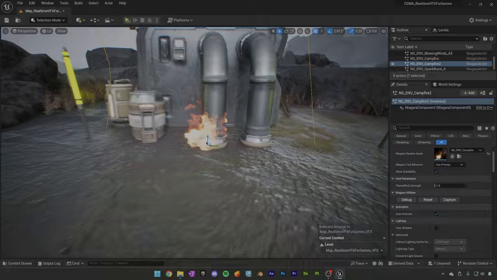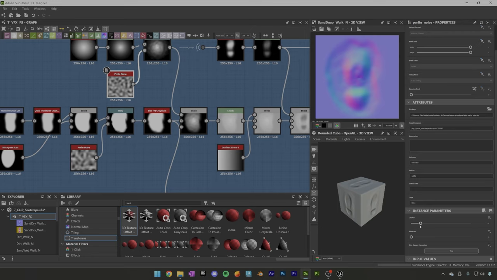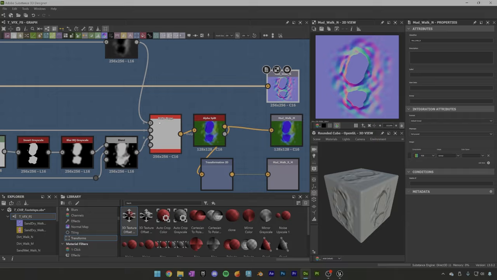Week five is all about character interaction effects. We'll be building a footstep system that lets players interact with physical materials in the world, as well as a Substance Designer graph that lets us generate entire libraries of unique physical material variations with a single input.